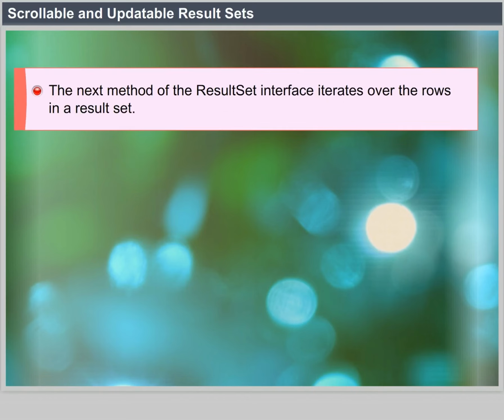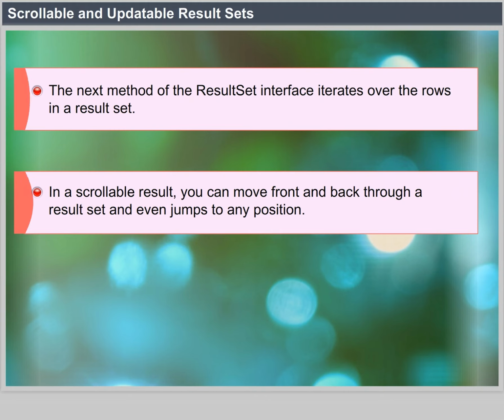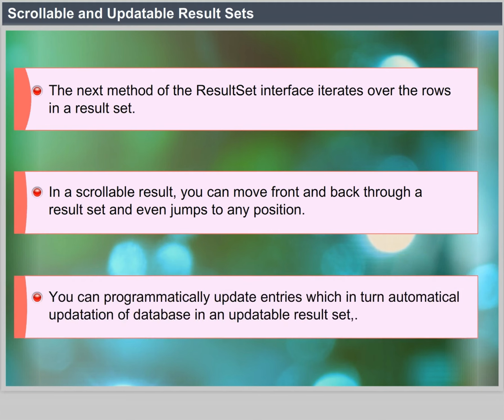Scrollable and updatable result sets. The next method of the ResultSet interface iterates over the rows in a result set. In a scrollable result set, you can move forward and back through a result set and even jump to any position. You can programmatically update entries, which in turn automatically updates the database, in an updatable result set.